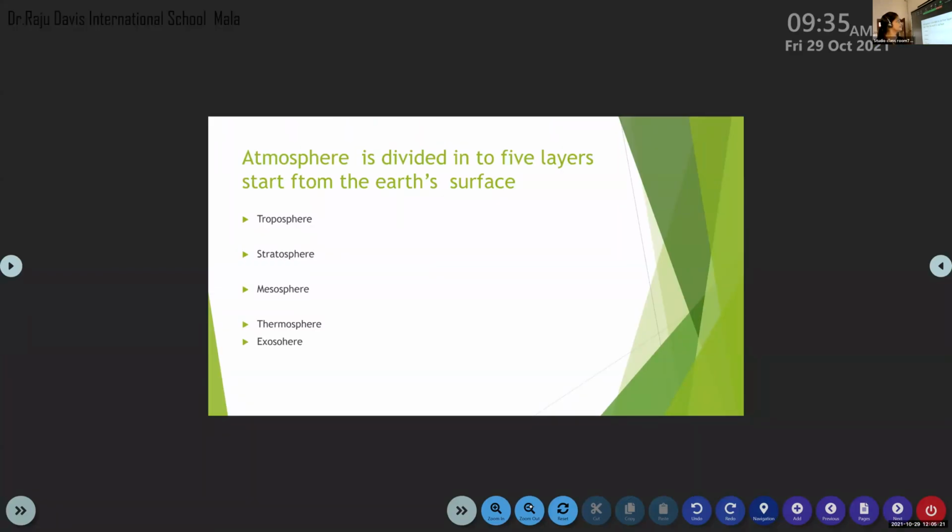Okay, children, we have studied the structure of the earth, right? Yes. Crust, mantle, core. See children, the earth's atmosphere is divided into 5 layers, starting from the earth's surface. Which are the 5 layers of the atmosphere, sorry? Ma'am, troposphere, thermosphere, exosphere. Which is the first layer? Ma'am, it's troposphere.